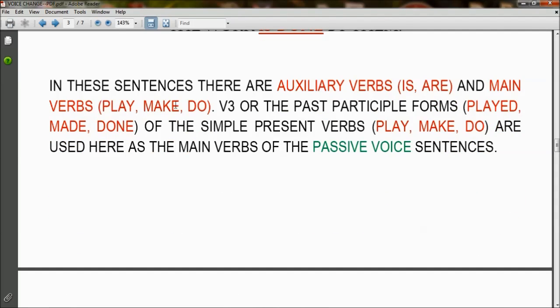In these sentences, there are auxiliary verbs like is or are, and main verbs like play, make, and do. V3 or the past participle forms played, made, done of the simple present verbs play, make, and do are used here as the main verbs of the passive voice sentences.